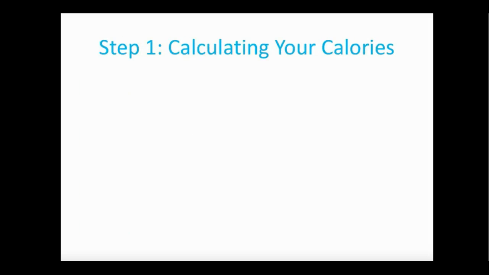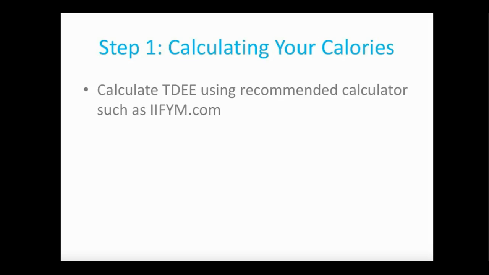So let's break this down a little bit further. Step 1, calculating your calories. So firstly, you need to calculate your total daily energy expenditure using a recommended calculator such as ifym.com or calculator.net. So that takes all your energy, even including resting, sleeping, all on board, combined with all your daily activities such as running around, hitting the workouts, hitting the gym, whatever it is. Then once you've gone across to them sites and got your magic number, say it's 2,000 calories, you can then go ahead and select your deficit.